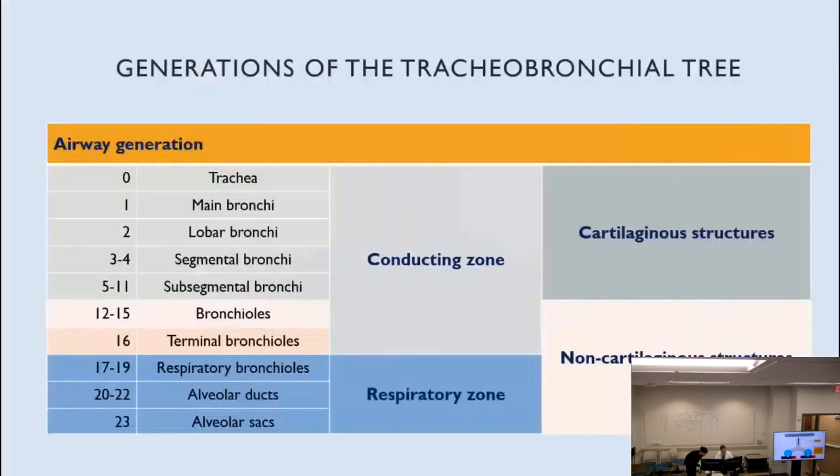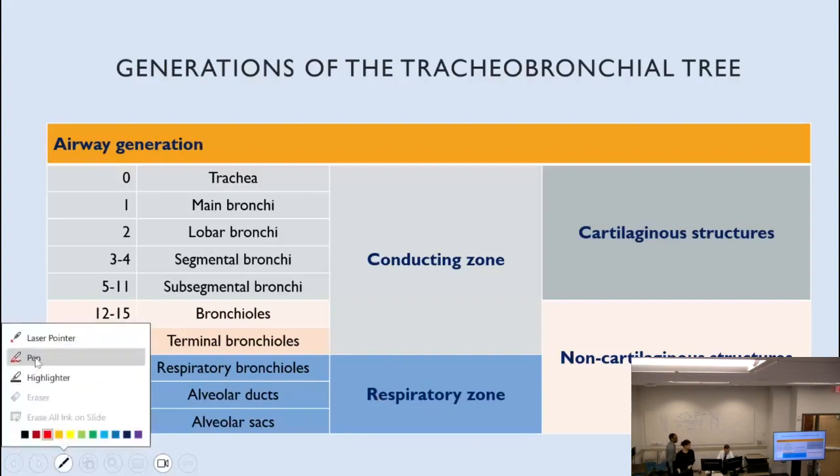All the area where you don't have any gas exchange. All this, the conductive zone, is the anatomical dead space. And the part of the respiratory zone that we don't use during rest is the physiological dead space. Imagine that you divide this diagram in three: apex, middle, and base. So the apex would be the physiological dead space, as part of the respiratory zone.